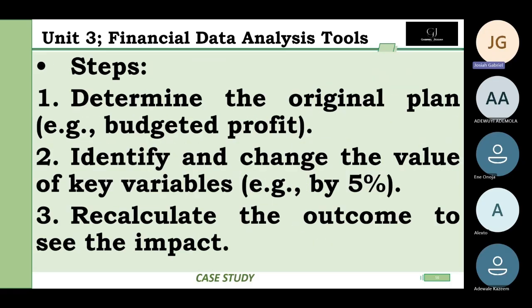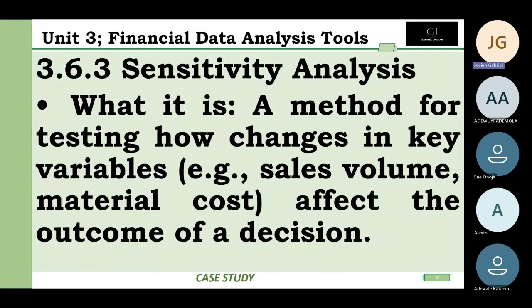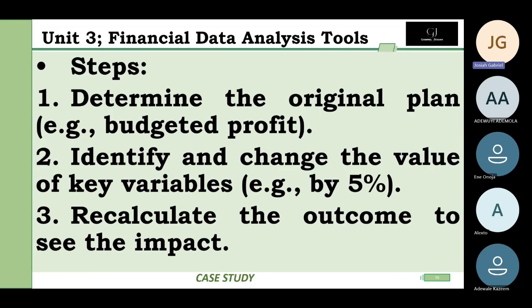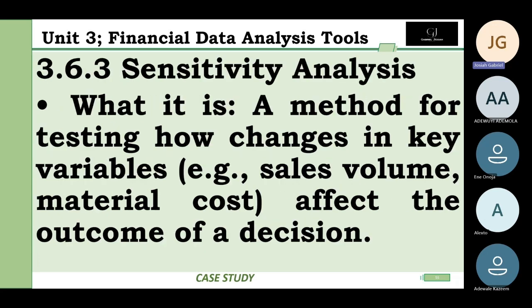And the steps include, you determine the original plan. What did you budget for your revenue? What did you budget for your cost of sales? What did you budget as your gross profit? So a budget must be in place for you to be able to perform sensitivity analysis. Very important. The number 2 step is to identify and change the value of the key variables, either moving them up or down, either by 5% or by 10%. So the key variables for each budgeted amount, you identify and change the key variables. So you are being sensitive, and that's where sensitivity analysis comes in.